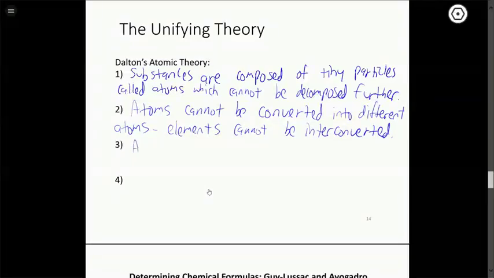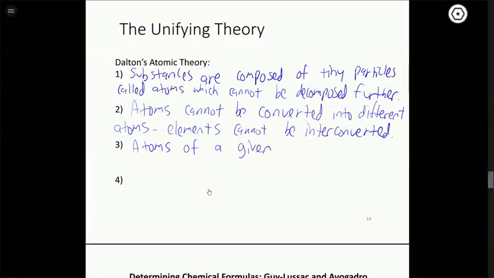The difference is, and this is what the atomic theory tells us, and this is the part of the atomic theory that's not 100% true, as we'll start to see next time, but what it says in the atomic theory is that the atoms of a given element have the same mass and other properties.